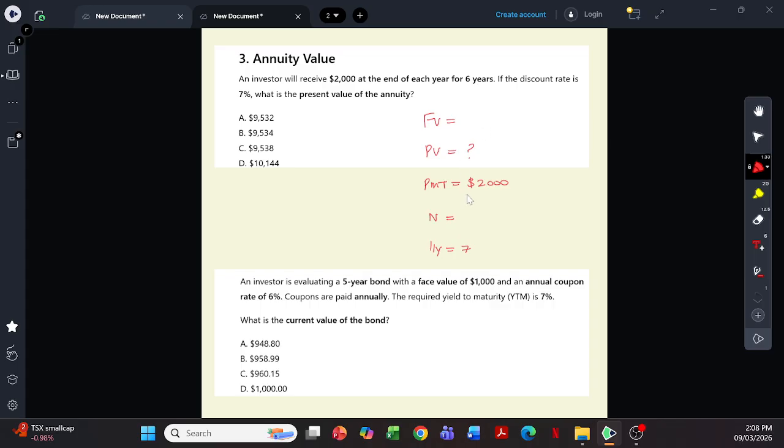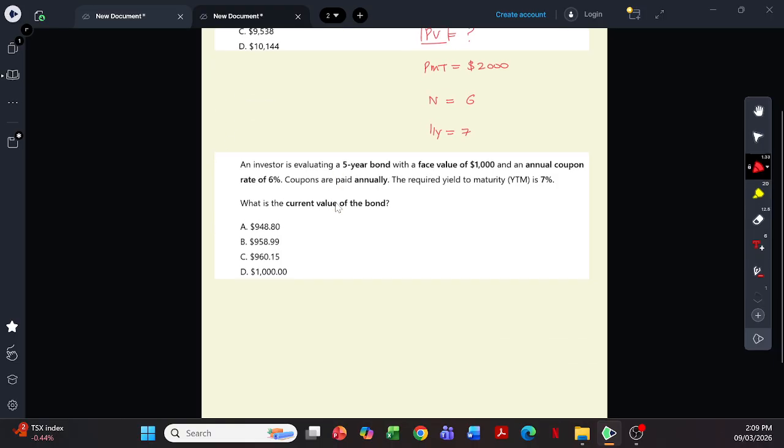Okay, N is going to be 6, and again the future value here would be 0. I'm concerned about the present value, so we're going to put the future value equal to 0 because we're trying to find what is the present value of this money. So again, we could use a financial calculator. I'm going to put 2000 as payment, 6 as N, 7 as I/Y, 0 as FV, compute present value. I get 9533. This is the closest answer.